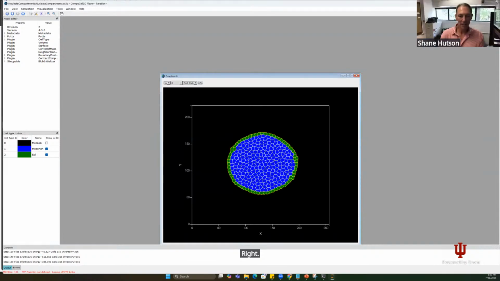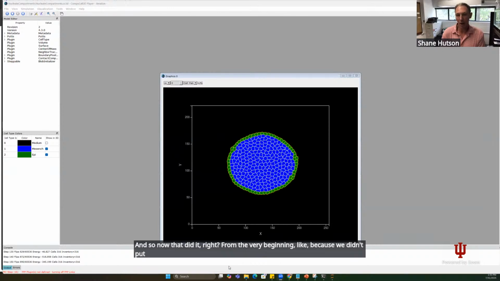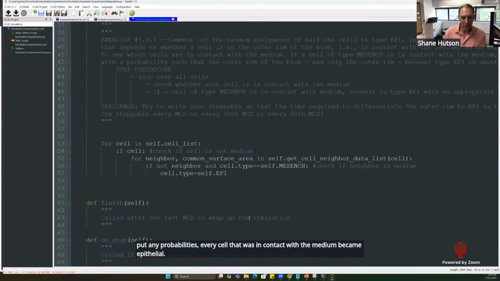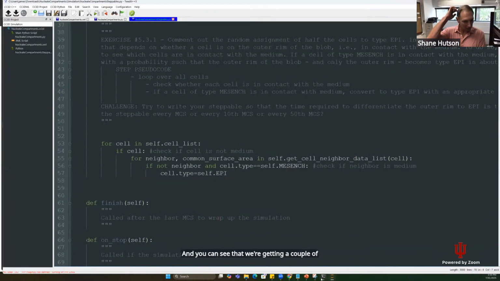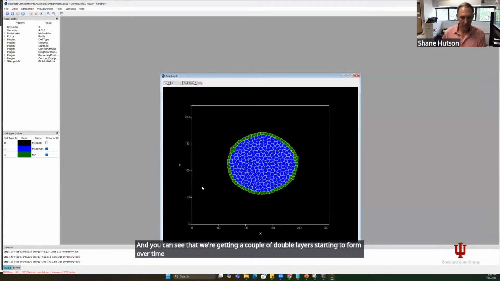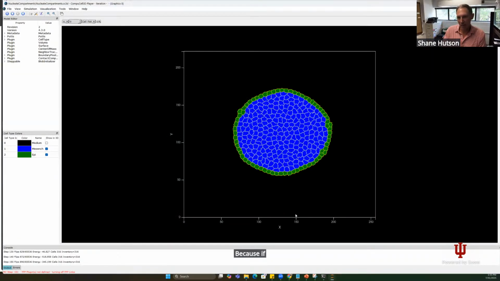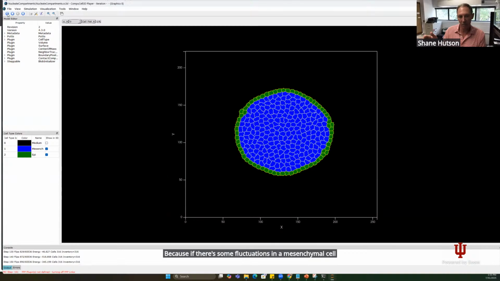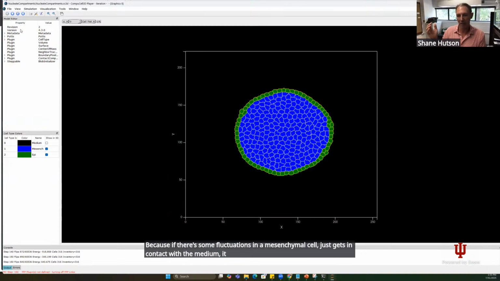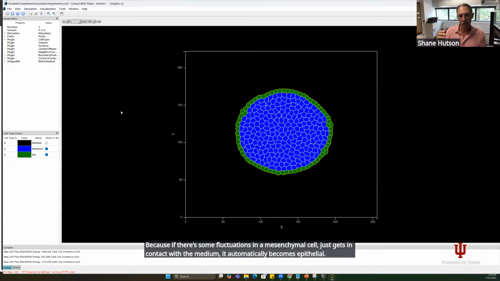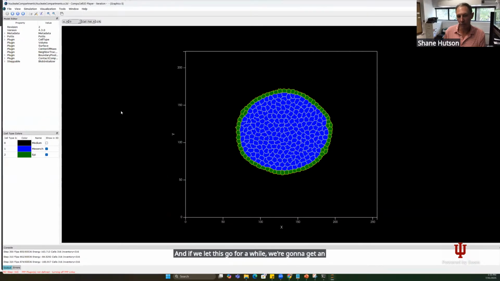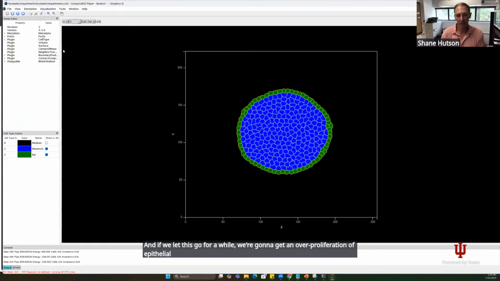And so now that did it right from the very beginning, because we didn't put any probabilities, every cell that was in contact with the medium became epithelial. And you can see that we're getting a couple of double layers starting to form over time. Because if there's some fluctuations and a mesenchymal cell just gets in contact with the medium, it automatically becomes epithelial. And if we let this go for a while, we're going to get an overproliferation of epithelial cells there.